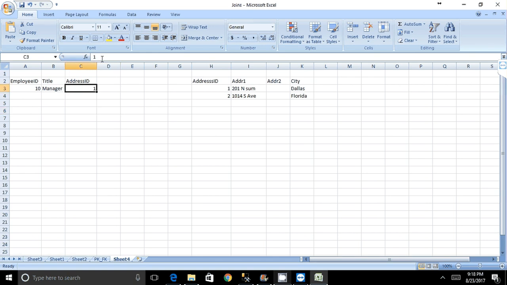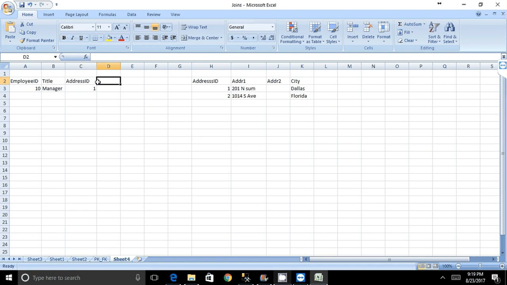In SQL, you cannot say 1, 2. In one cell, you cannot have more than 1 value. It has to be only 1 value. So SQL doesn't allow more than 1 value. You can have only 1 value.